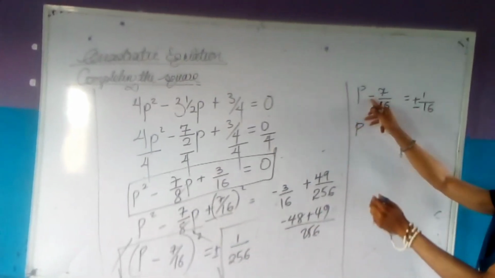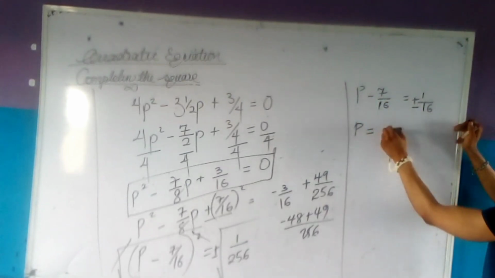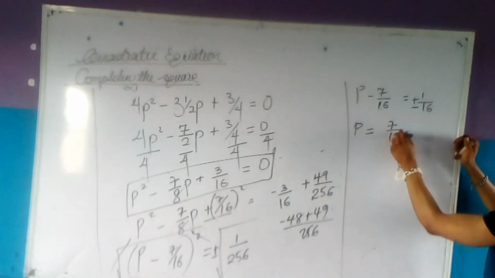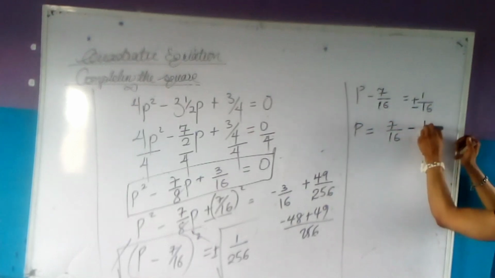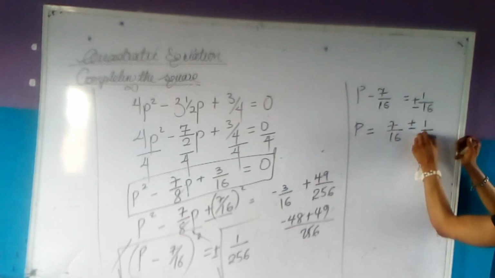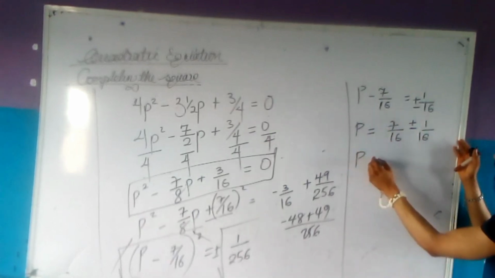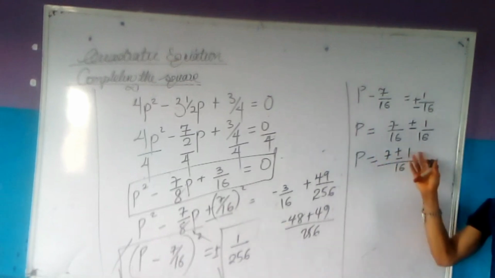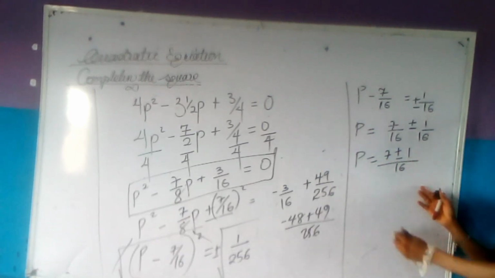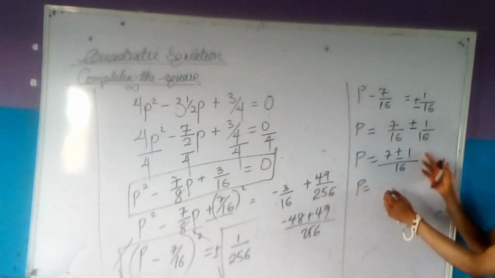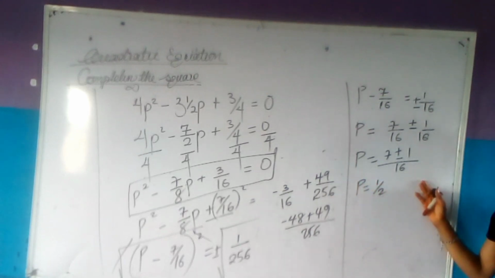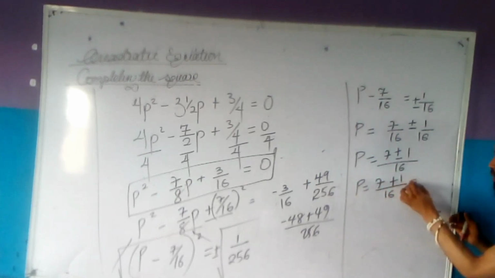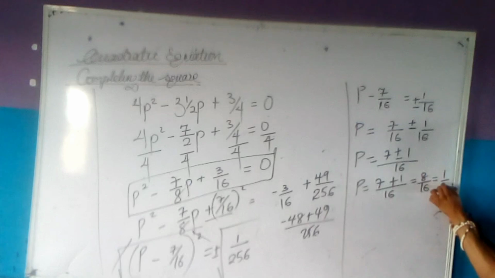If you take this over, it becomes what? Positive, right? So equals what? Plus, that is, let me put this number first. Positive 7 over 16, negative what? Plus and minus 1 over 16. So for doing it like this, we can have it like this. 7 plus or minus 1 over 16. So 7 plus 1 is 8 over 16 is what? 1 over 2. Well, let me express it very well. 7 plus 1 over 16 is 8 over 16, which is what? 1 over 2. Can you see it?